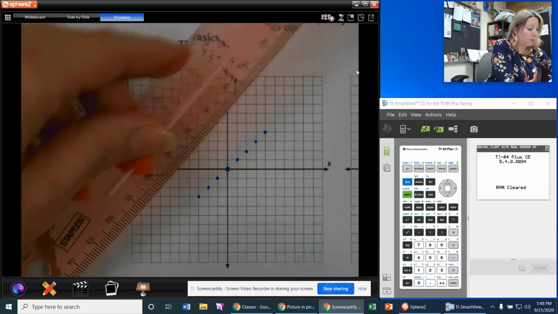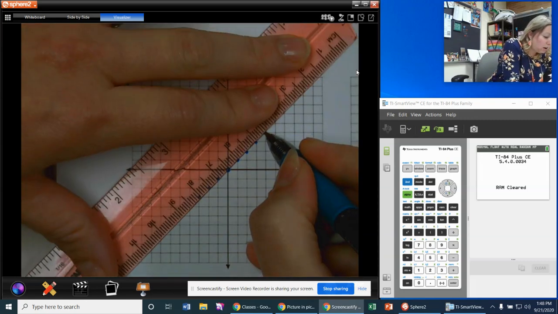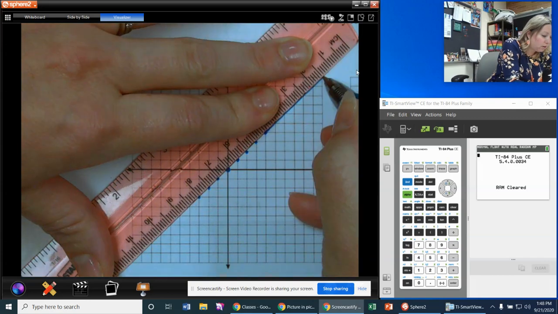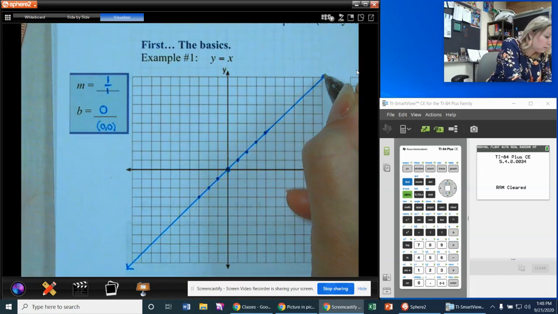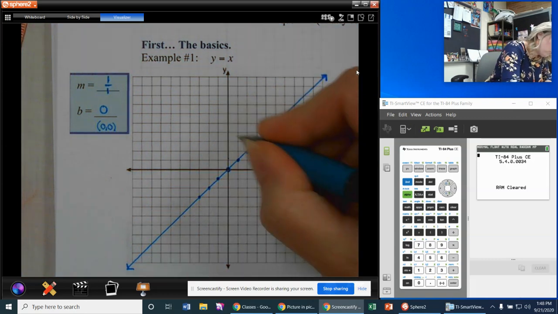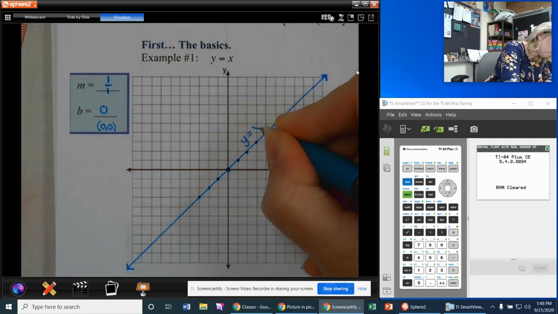Then, of course, I take my straight edge to this and I graph. Cover the whole graph, arrows at the end, label with the equation, and you're done.